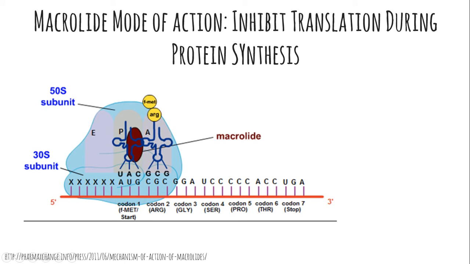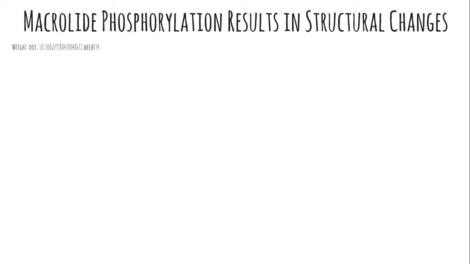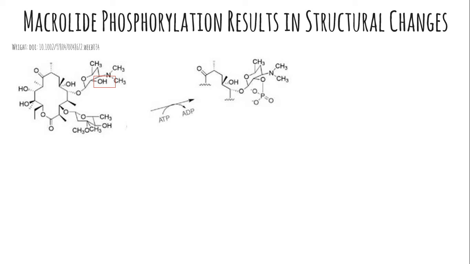So the way that macrolides work is it inhibits translation during protein synthesis. So it binds to this 50S subunit and prevents the translocation of the mRNA. So why does macrolide phosphorylation change anything? Well, it changes the structure. So if you see here, this is the structure of erythromycin, the macrolide that we worked with, and pay attention to this 2' hydroxyl group. If you phosphorylate erythromycin, then you lose that reactive 2' hydroxyl group.